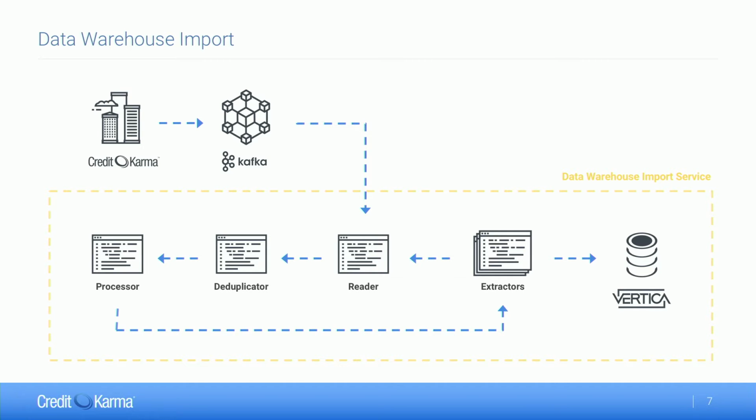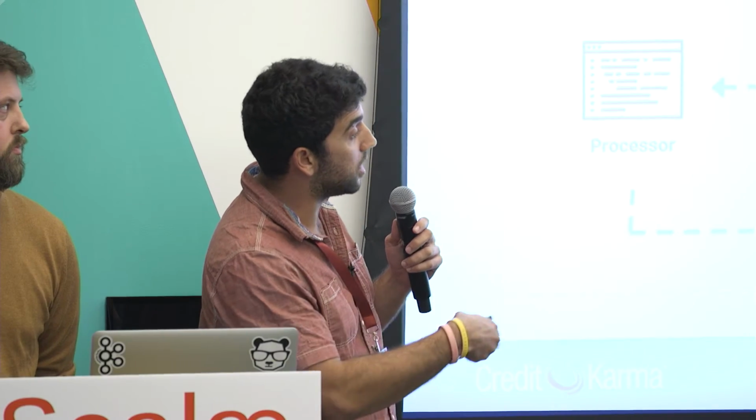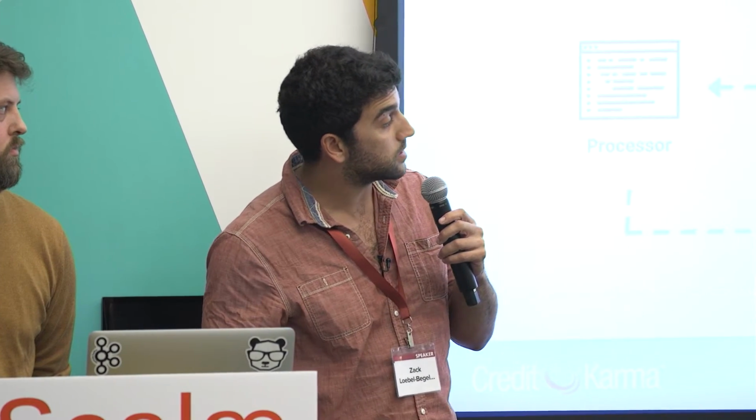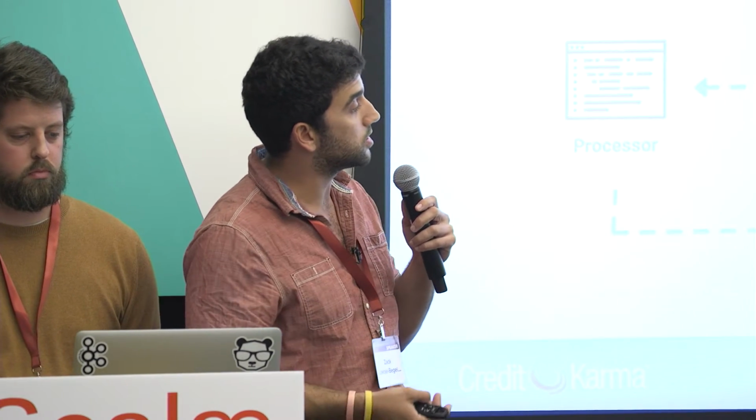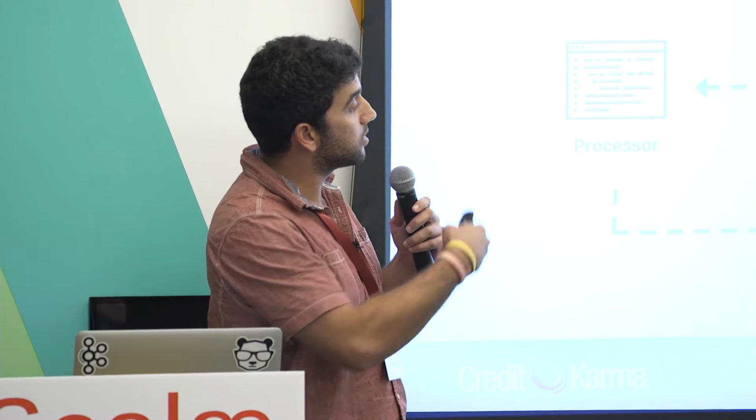The processor takes that JSON and converts it into a TSV. That TSV is then sent off to the extractor, which writes to disk, and if there's enough items on disk, loads that into Vertica, and starts the whole process over again. So it's a nice little flow we have here.